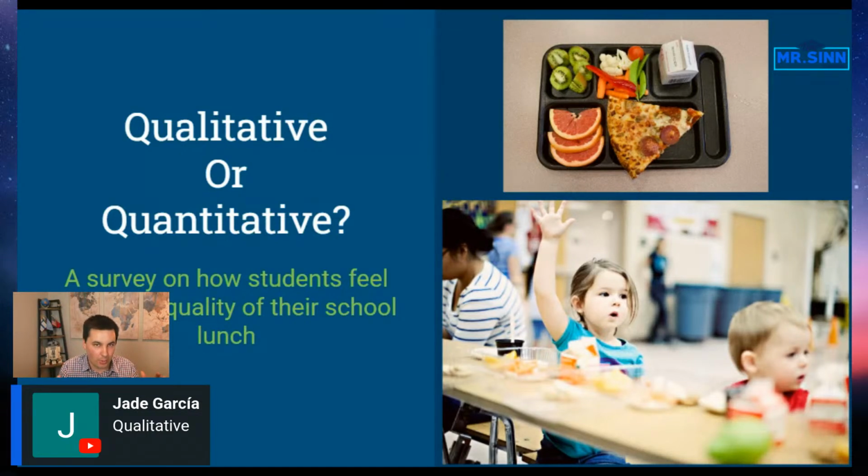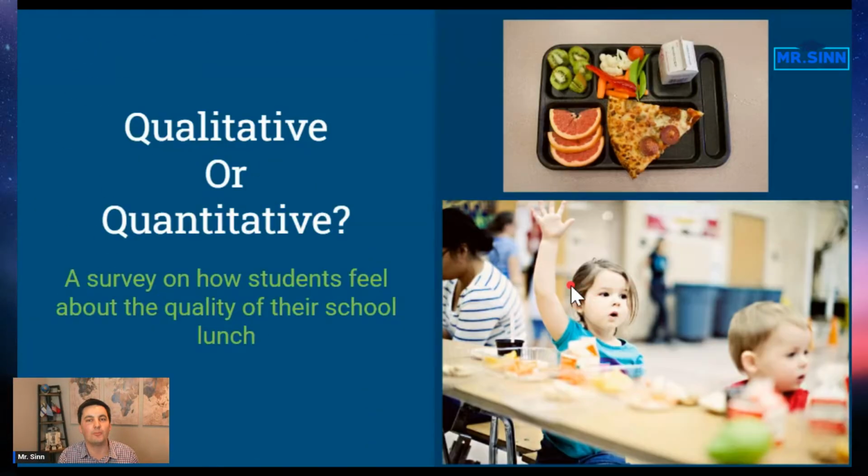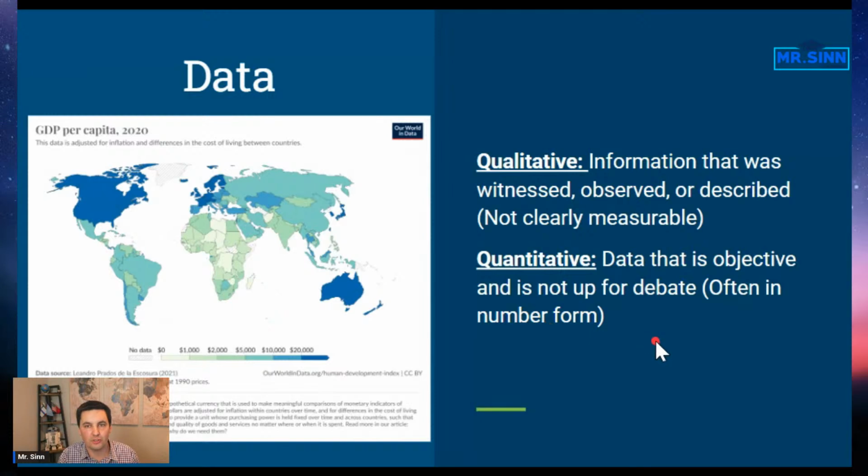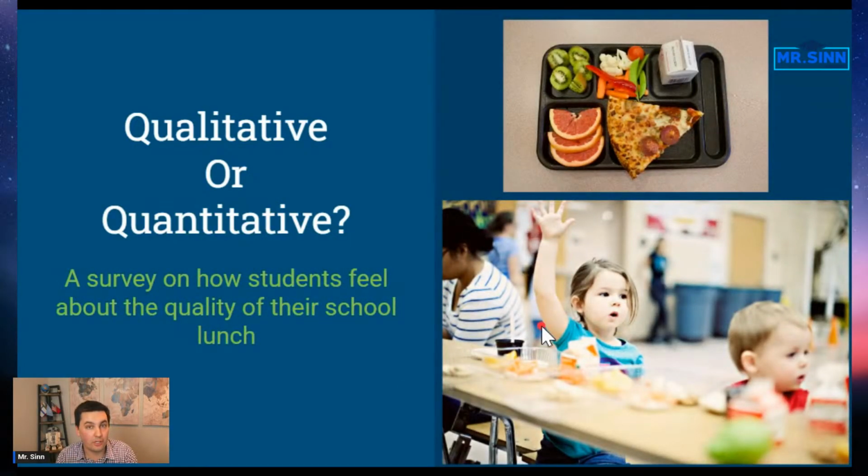Technically, will we have a number at the end? Yes, but this is going to be up for debate and interpretation. Data for quantitative is just a factual thing. It's objective, whereas qualitative is more subjective. These are things that are being described. For example, how you feel about your school lunch is an opinion. Each person will have a different view on it.